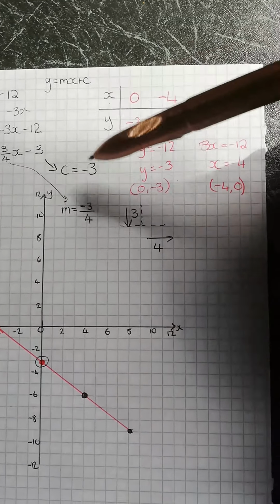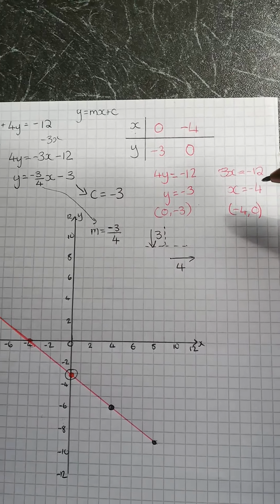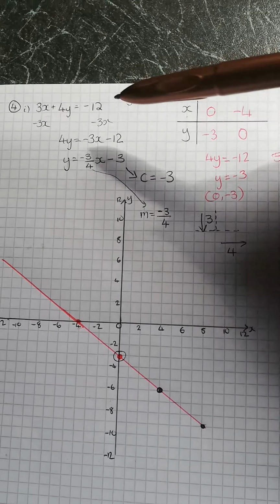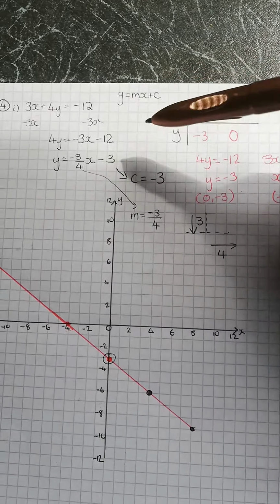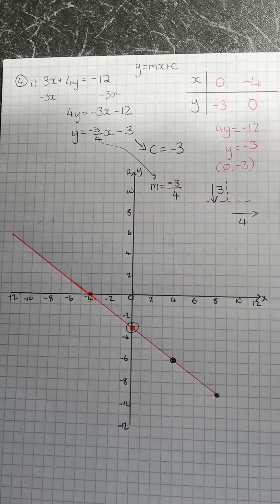So there's two different methods to help you draw the straight line. The table of values is probably easiest for most of you at this stage, but if you can use this y equals mx plus c idea and you understand it, then you can do that also.